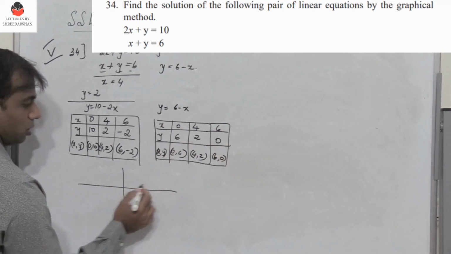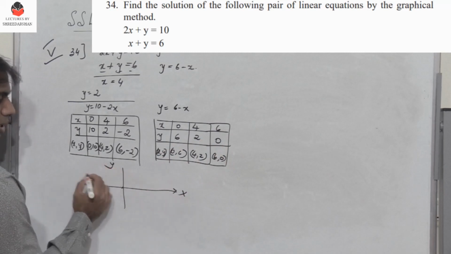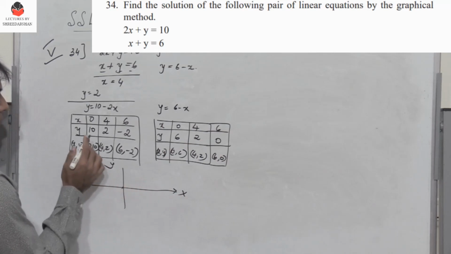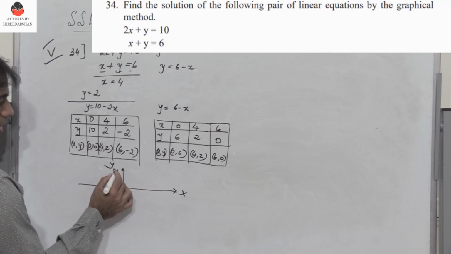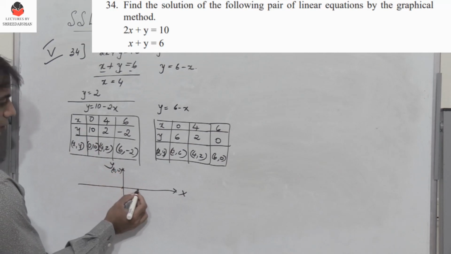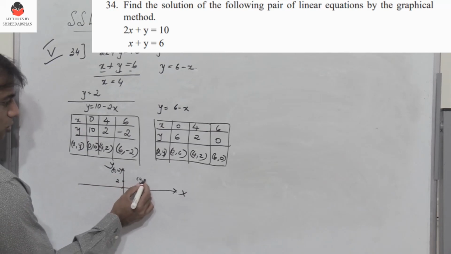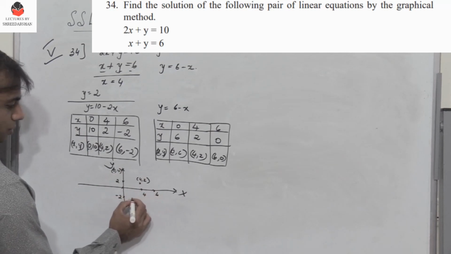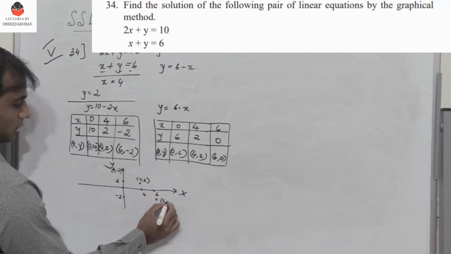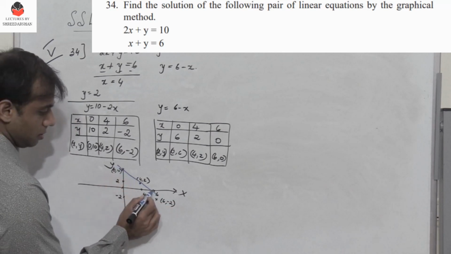So make sure that you take the scale properly. So this is the x and this is the y coordinate. And then I have the point for x is equal to 0, y equal to 10. So this is 0, 10. And then I have, say, x is equal to 4 and y is equal to 2. I have this point 4, 2. And then for x is equal to 6, I have minus 2. So this is a point here, 6, minus 2. So now I join these 3 points. This has to be done on a graph sheet.